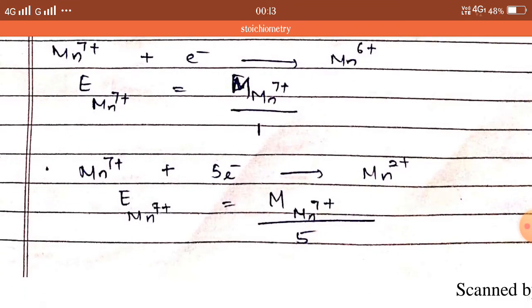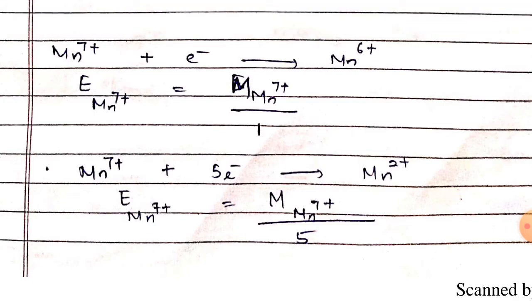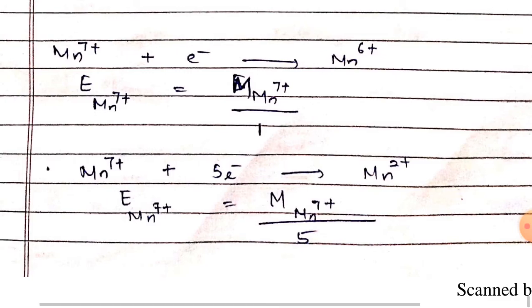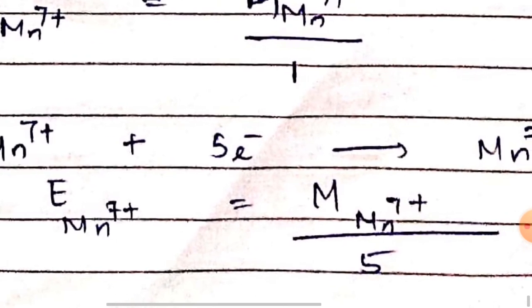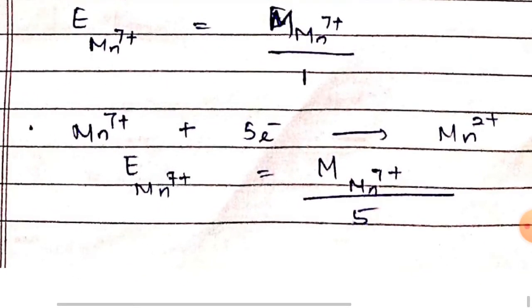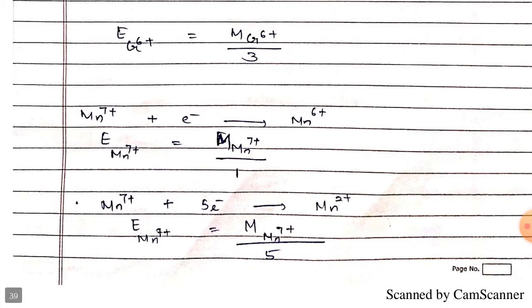Now Mn7 plus gains 1 electron to form Mn6 plus. So equivalent mass of Mn7 plus is molecular mass of Mn7 plus divided by 1. Now in the next equation, Mn7 plus gains 5 electrons to form Mn2 plus. So equivalent mass of Mn7 plus is molecular mass of Mn7 plus divided by 5, because here how many electrons is it gaining? 5. So this is the concept of equivalent mass, and the theoretical portion of the chapter is complete.